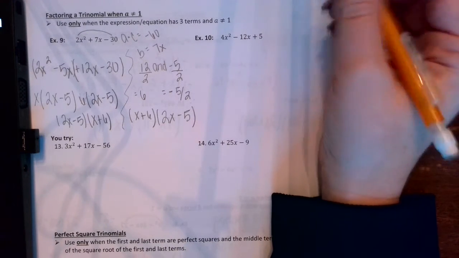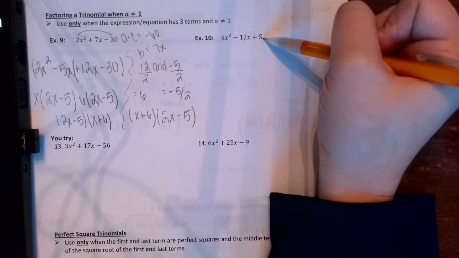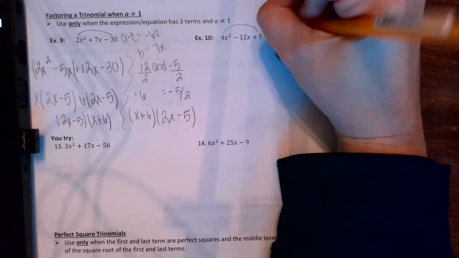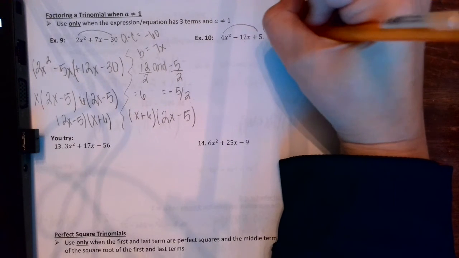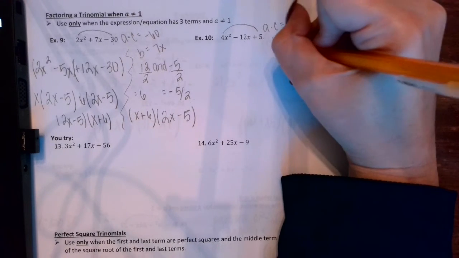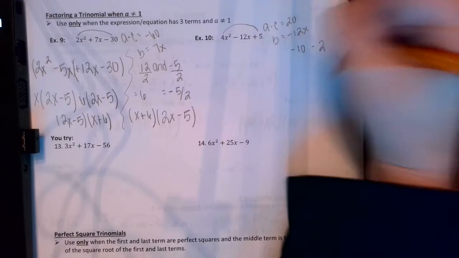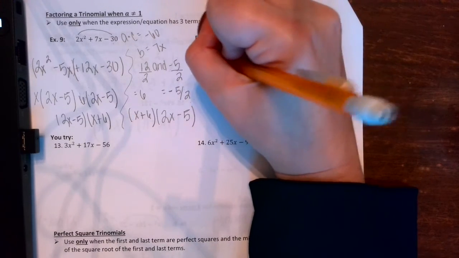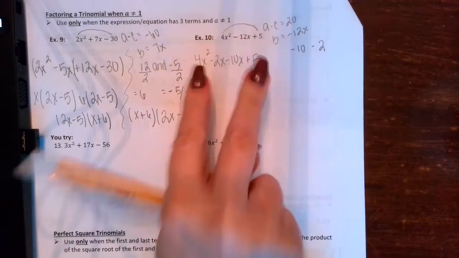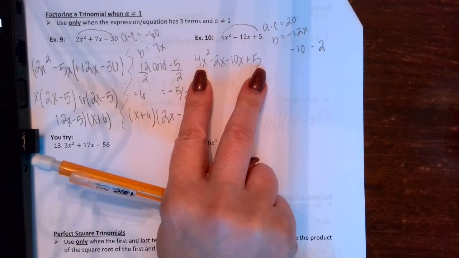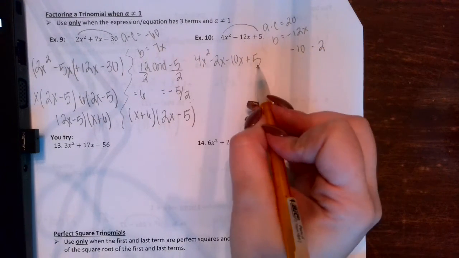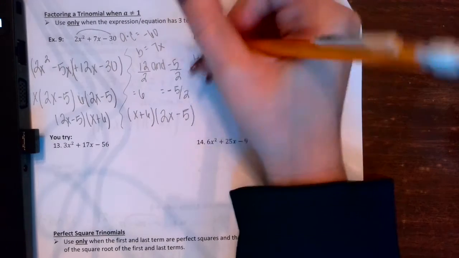The first thing you always want to check for is a GCF. 4, negative 12, and 5 have nothing in common. So I need to multiply to get 20, and add to get my middle term, negative 12x. Those two numbers are negative 10 and negative 2. Again, I'm going to replace the center with negative 2 and negative 10. Notice the 4 and the 5 stayed the same. That will always happen. I just strategically put the 2 with the 4 and the 10 with the 5. If you flip-flop these, that's fine.